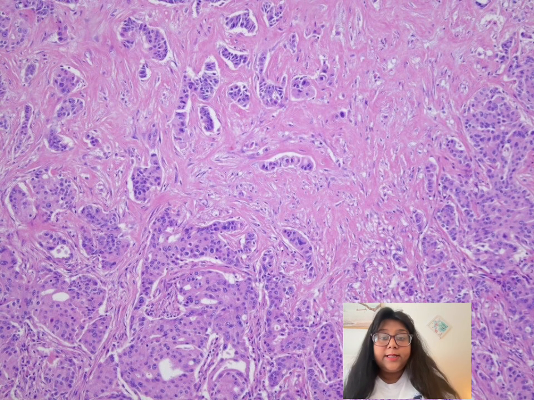Here you can appreciate the salivary duct carcinoma. You can see the tumor cells within the desmoplastic stroma, which resembles the breast tumor.